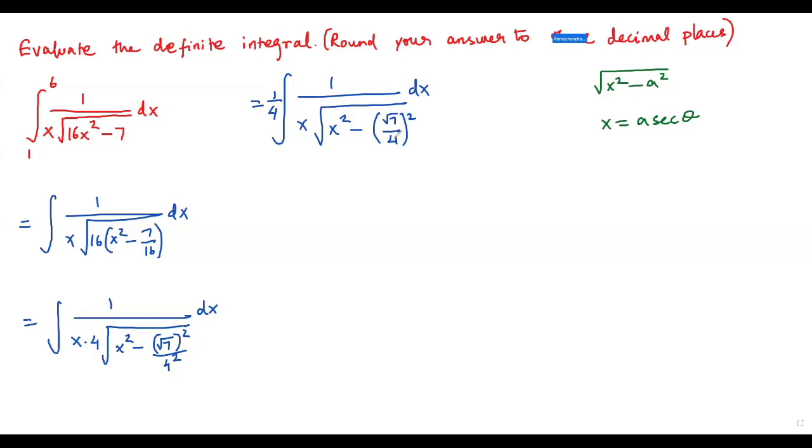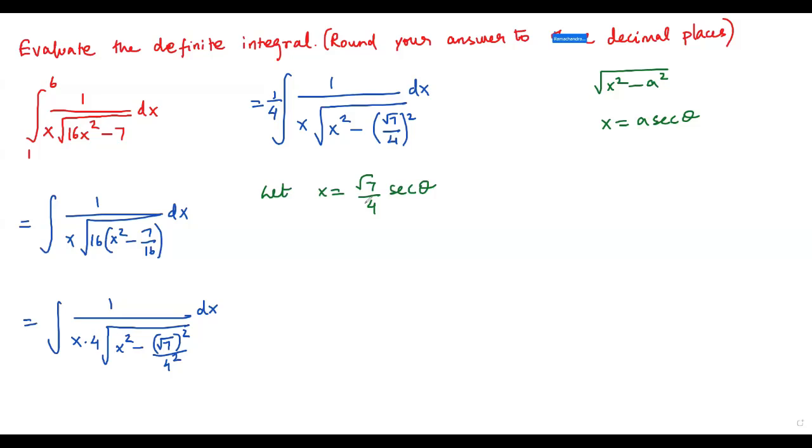So now we can do the substitution in our integration. The only change is that instead of a, we have to use square root of 7 over 4. Now let me continue the process over here. That is, let x equals square root of 7 over 4 times secant theta. Now I have defined x as a function of the variable theta.